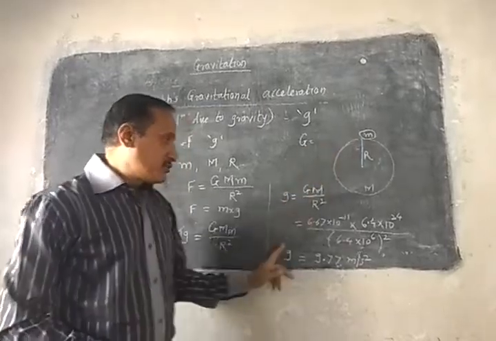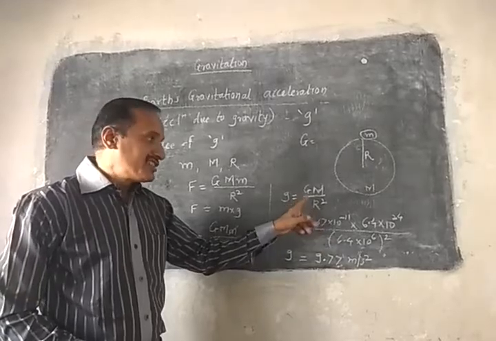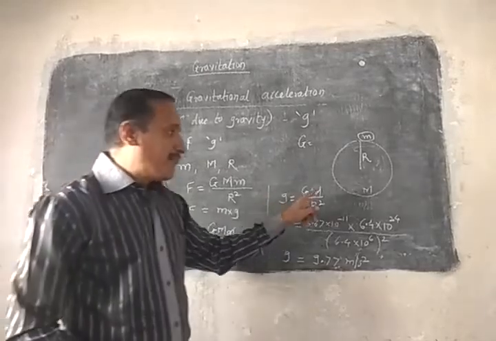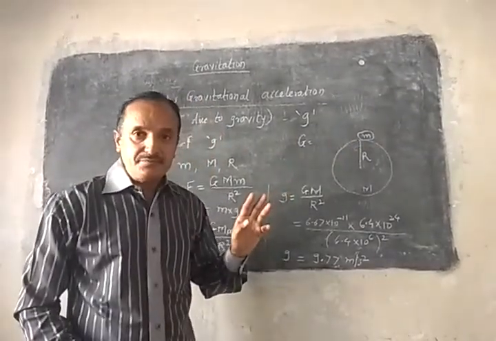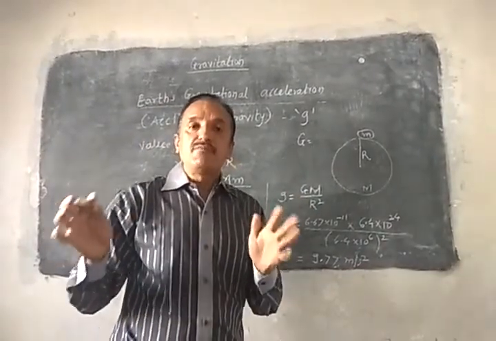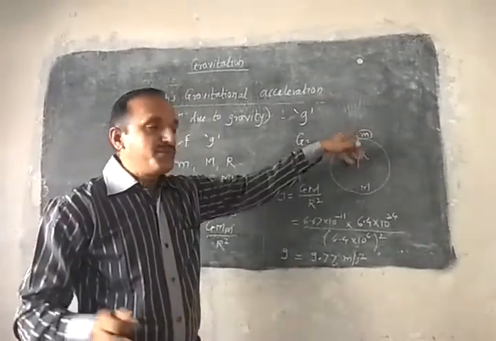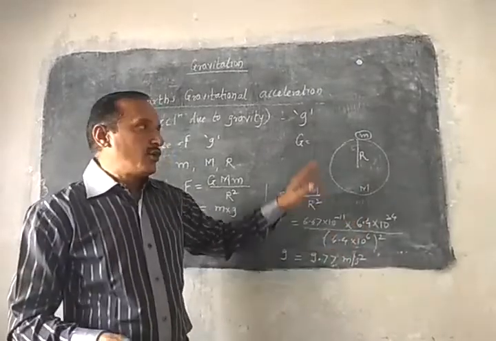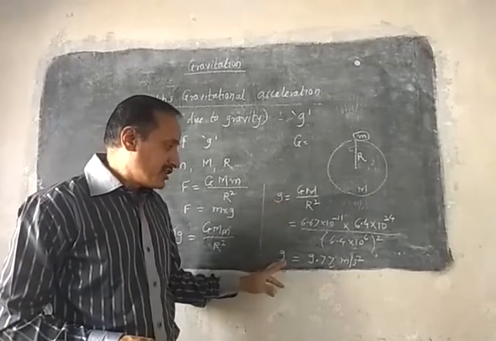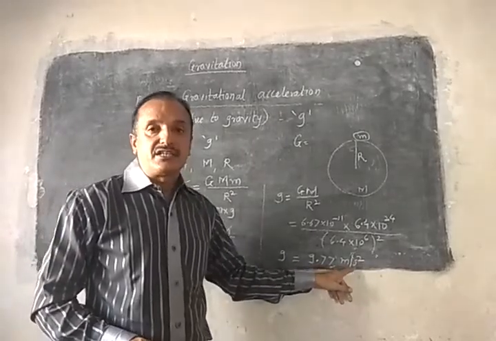If you see the formula of small g, it is G M upon r square. What it says is that the value of g does not depend on the mass of any object. It means you can take paper, or you can take a big boulder which has, suppose, 100 kg mass, or any big stone. For all the objects, the acceleration due to gravity is 9.77 meter per second square.